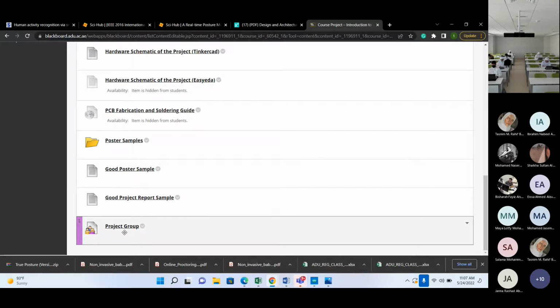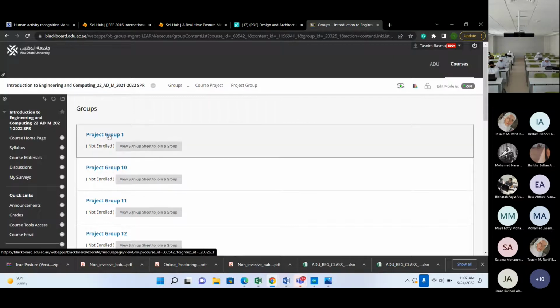Okay, found it? Perfect. Now once you press on this link, you're going to find the sign up sheet. So you're going to find project group number, for example, like this here. And then you can press on the view sign up sheet.